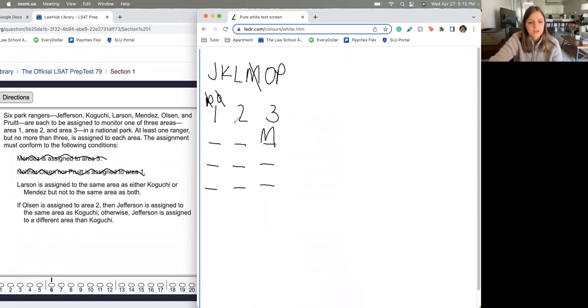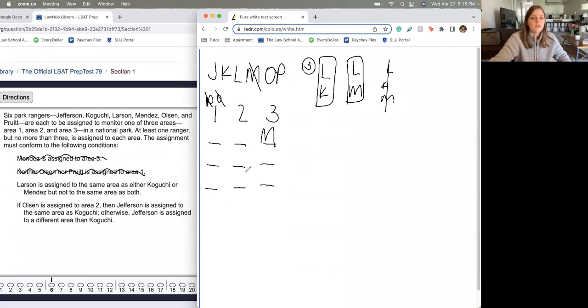The next rule says L is assigned to the same area as either K or M, but not both. So this is one of those rules where I am going to write it out to the side, and then work from it in there. So we have 2 options. L is either with K or L is with M, but we can't have them together.